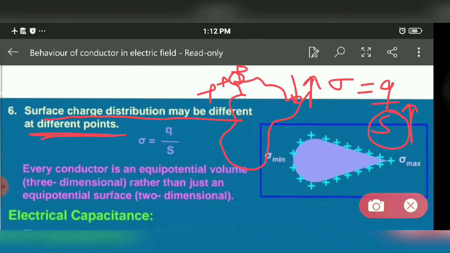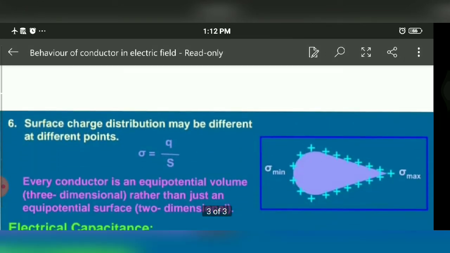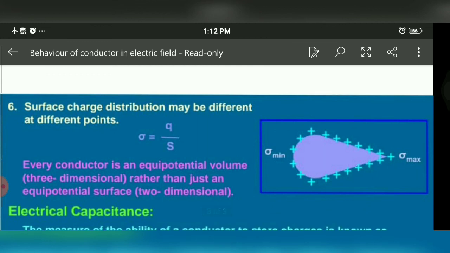If a pointed end is present in the conductor, then it accumulates more charge. If the end is flattened or broadened, then it has minimum charge density. So charge density varies: if the surface is small, charge density is maximum; if the surface is more, charge density is minimum. So these are the important properties of the behavior of a conductor in the presence of an electric field.